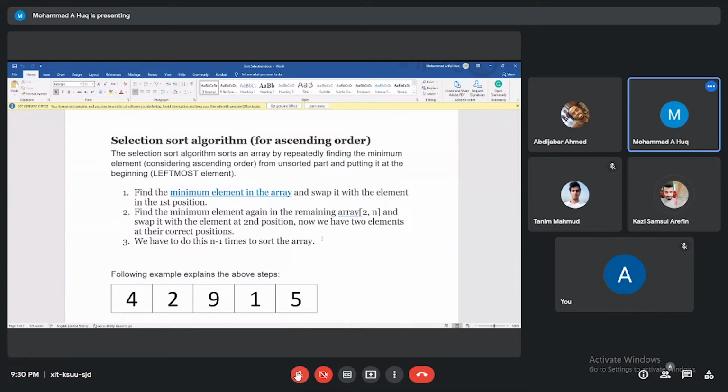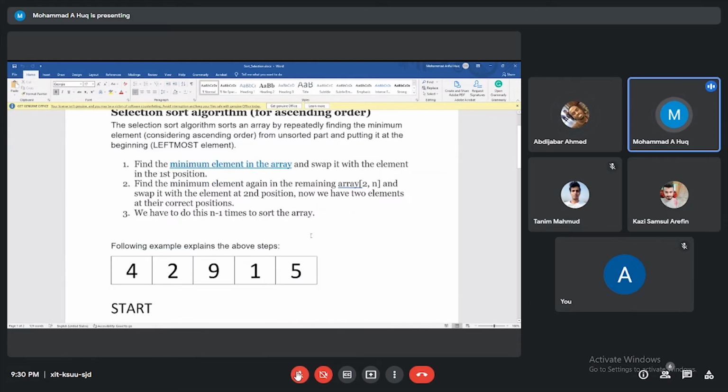Okay, so then the next one. Find the minimum element again in the remaining array, 2 to n, and swap it with the element at the second position. Now we have two elements at the correct position. We have to do this n minus 1 times to sort this array.